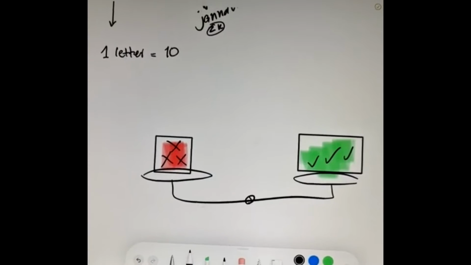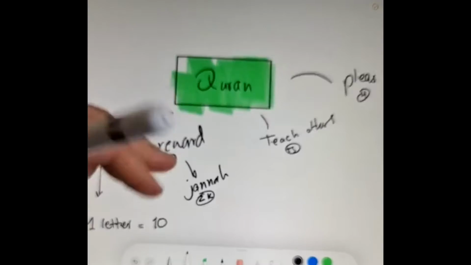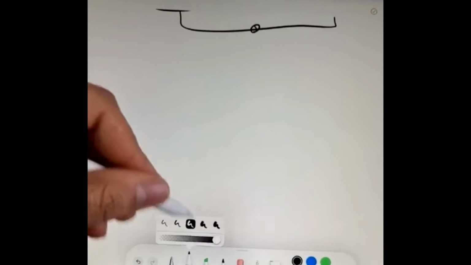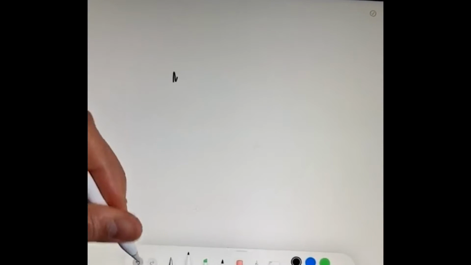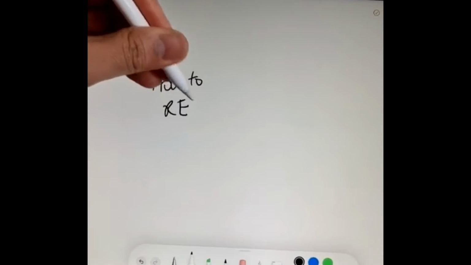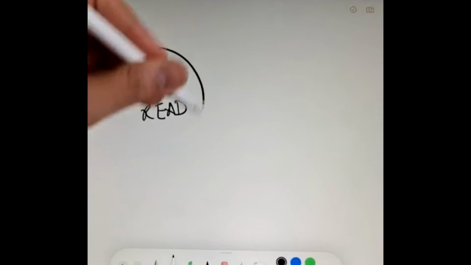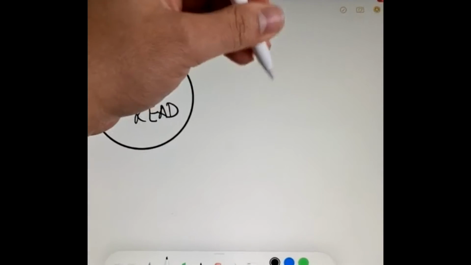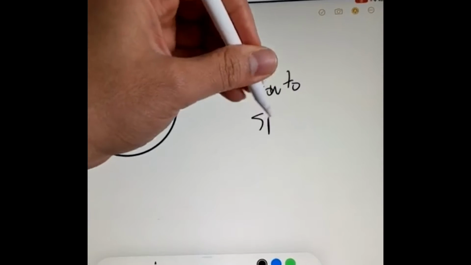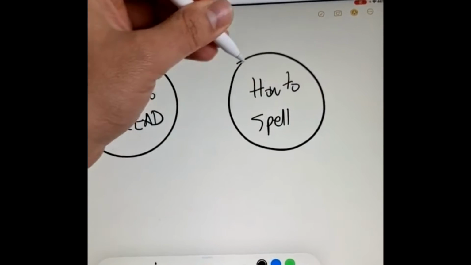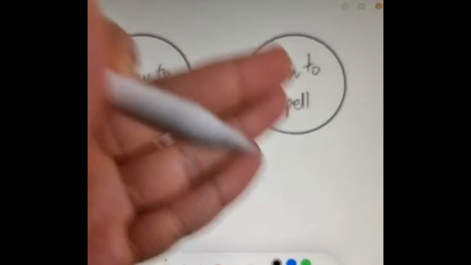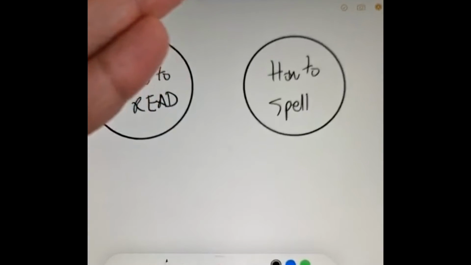All right, guys. Now, here's the thing. If you want to learn Quran for all these reasons, there are two things that you have to do. You have to learn how to read, and you need to know how to spell. Okay, now hold on a second. You need to know how you can read Quran, and then you also need to know how we can spell Quran.